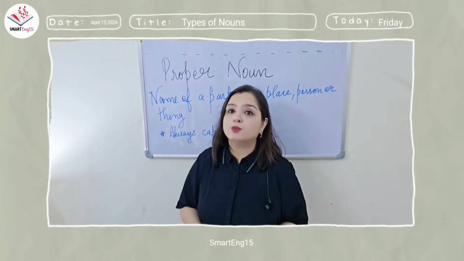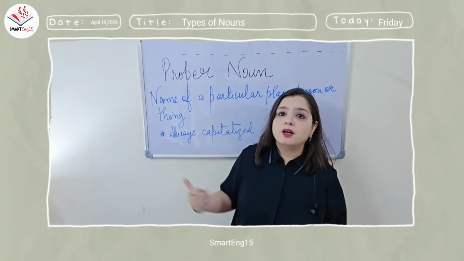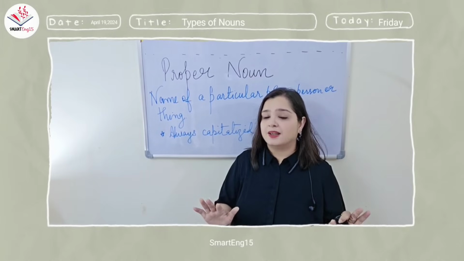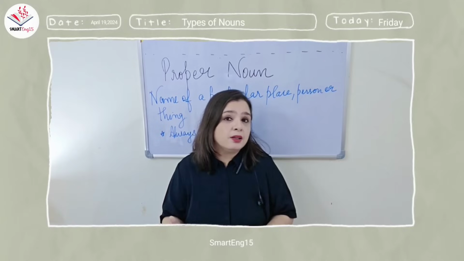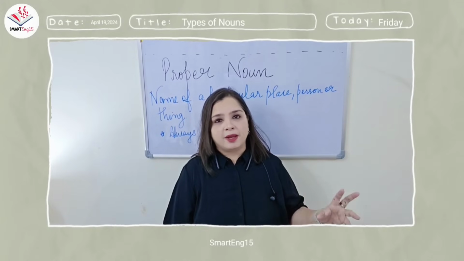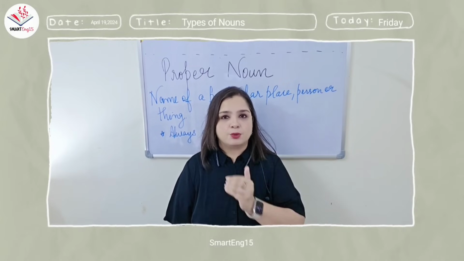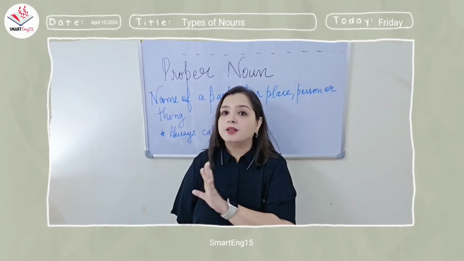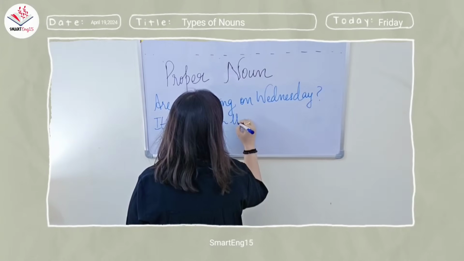And if I talk about a proper noun, you can easily recognize it because it always begins with a capital letter. It doesn't matter where it is placed in a sentence, whether it's in the beginning, in the middle, or at the end. It will always remain capital. For example, I love my country, India. So India is placed at the last, but it will always be written with a capital I.